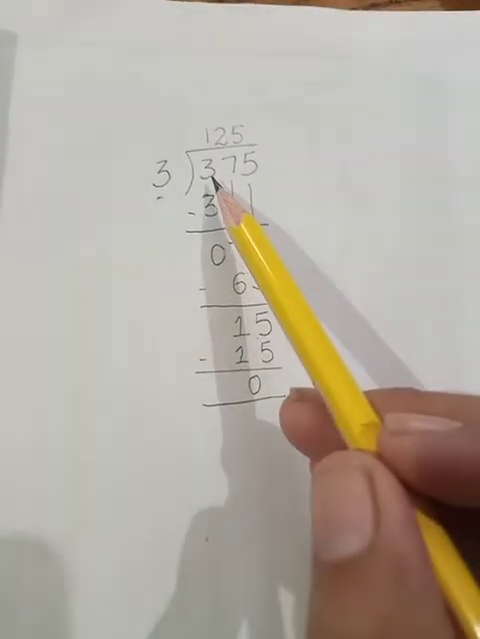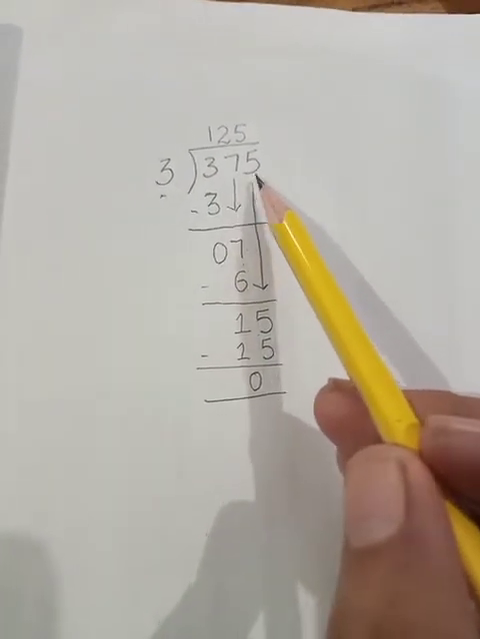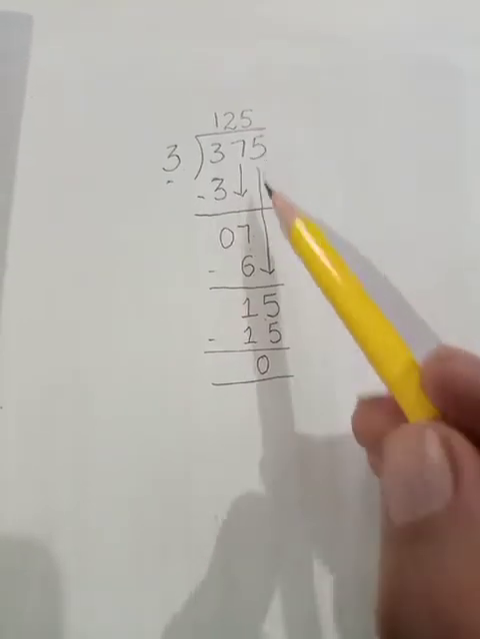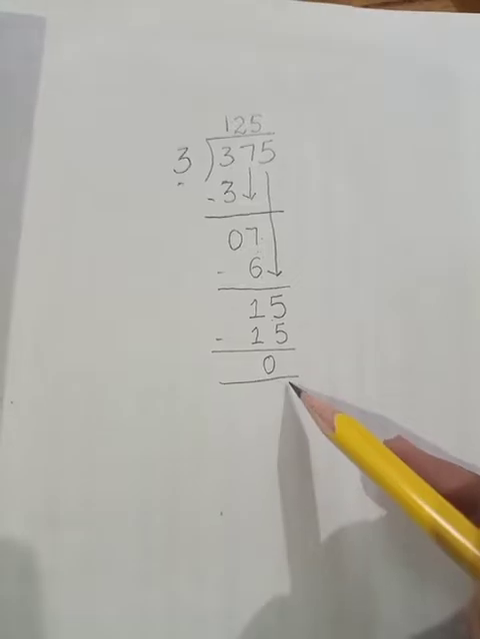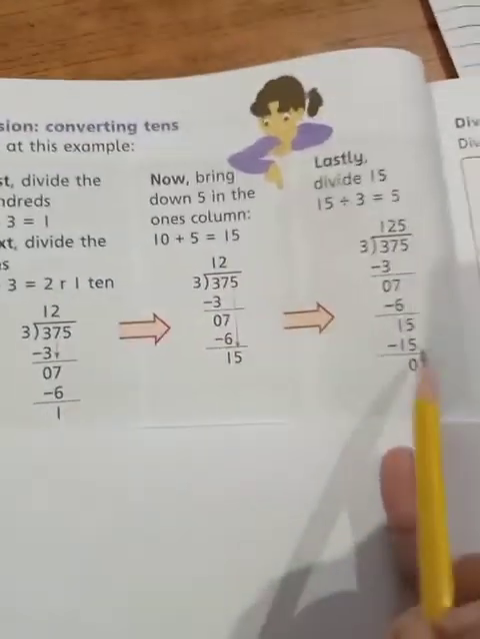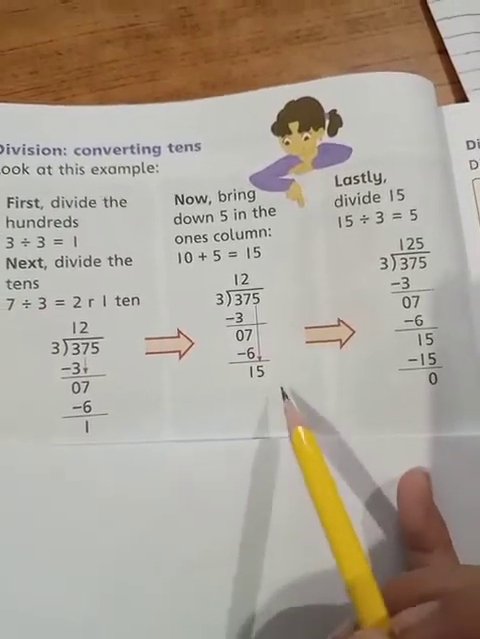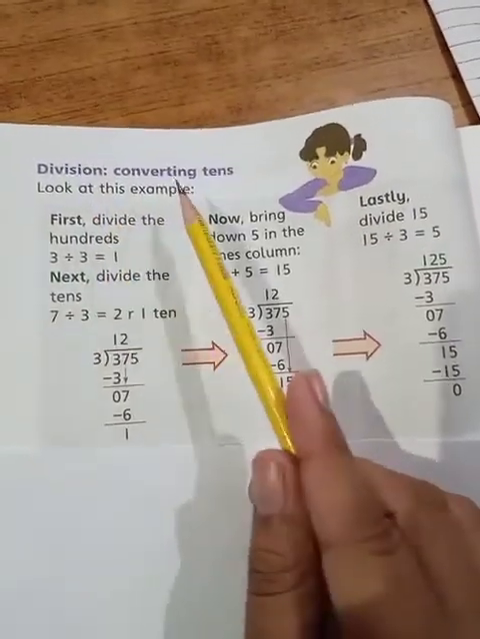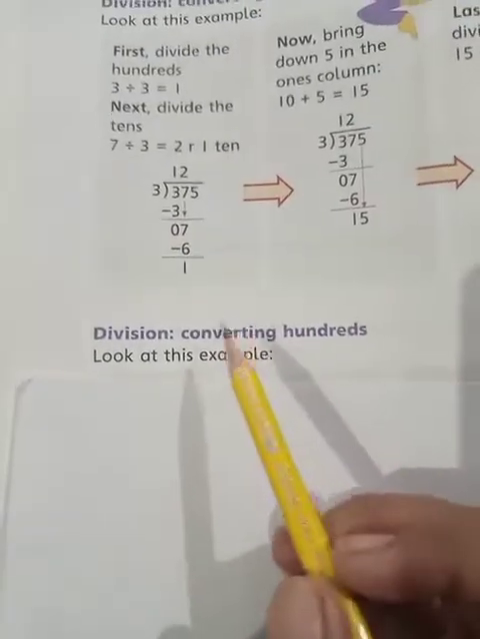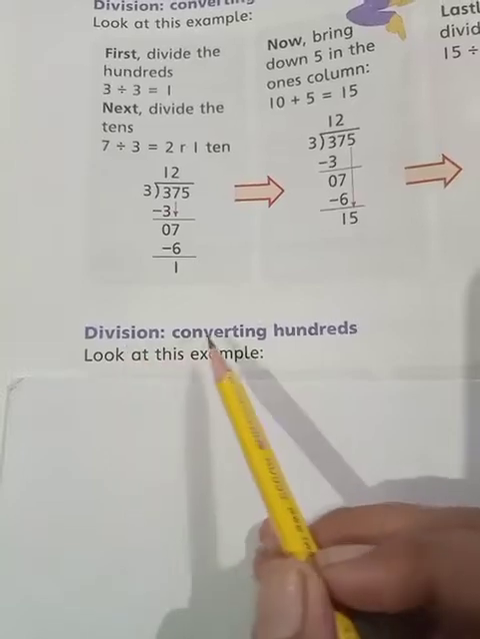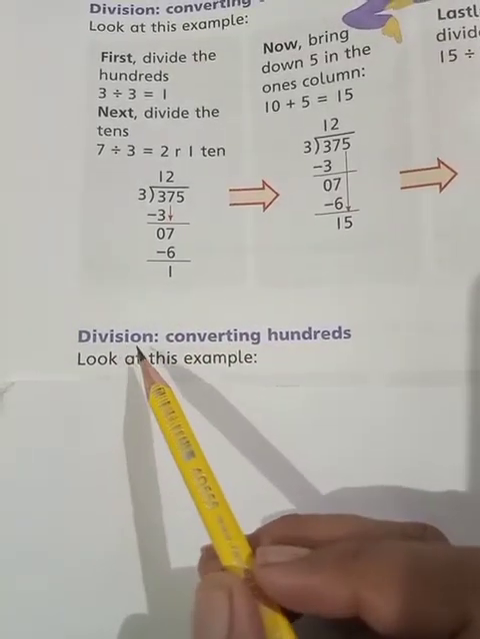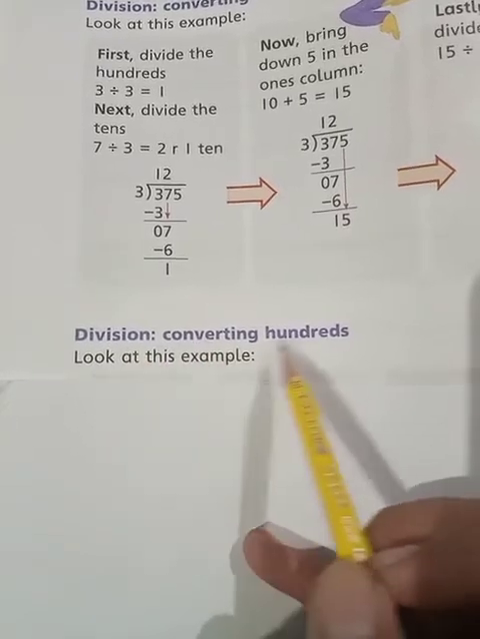Now look students, we have solved our 3-digit number. We have divided our 3-digit number by converting the tens, just like this example that has been solved in your book. So students, we have completed our division by converting the tens. And our next subtopic is division in which we are going to convert hundreds. So here we are going to learn the division by converting hundreds.